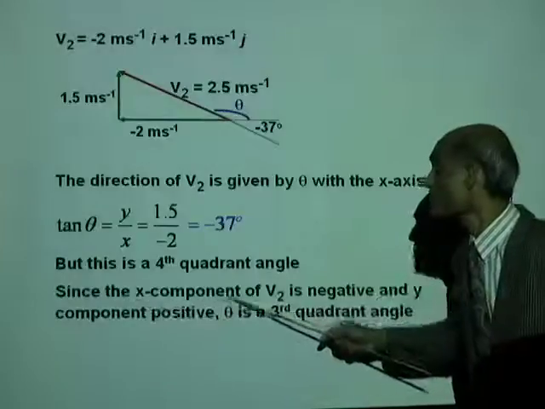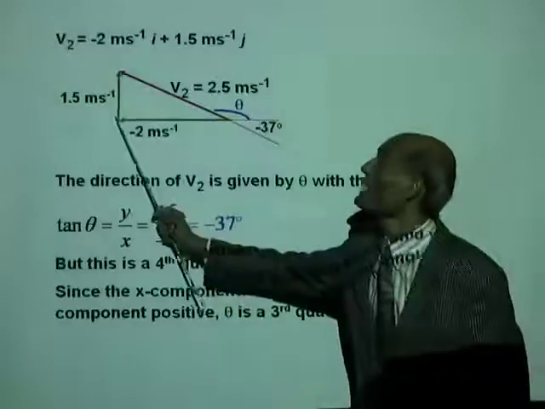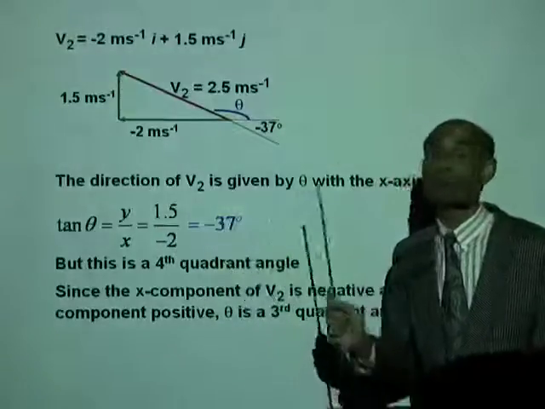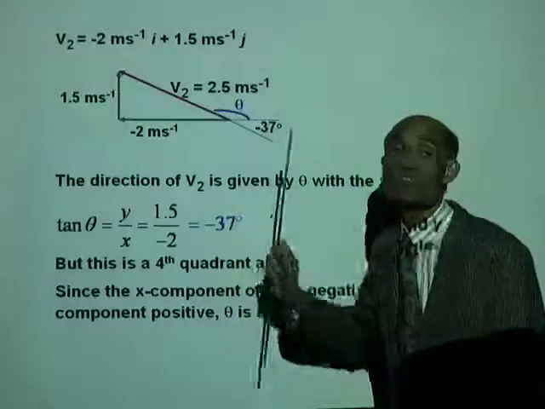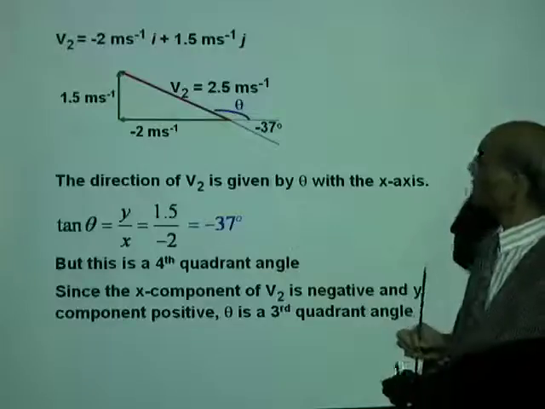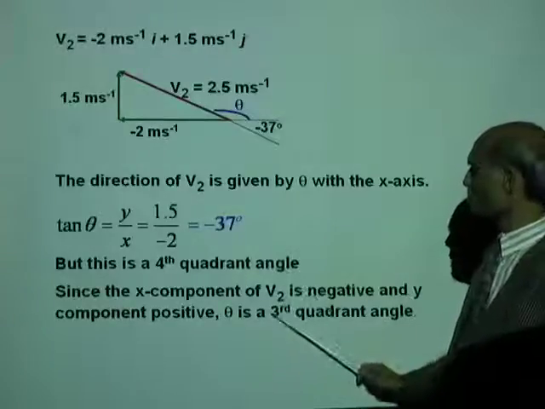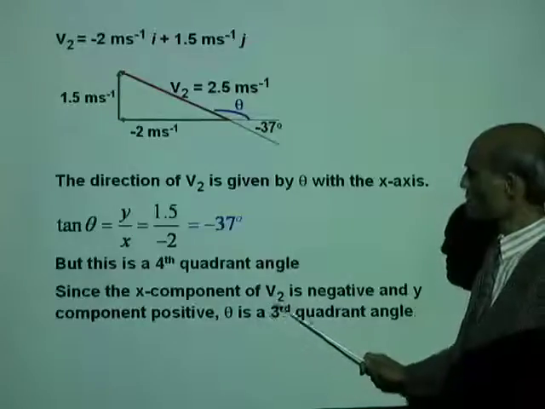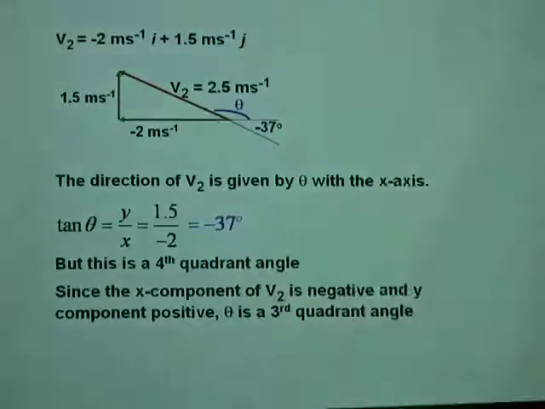Now, since the x component of v2 is negative and the y component is positive, you must know that the angle theta is in the second quadrant, not the third quadrant. So please change this into the second quadrant. This is a second quadrant angle. Is that right? Let's draw those quadrants there.